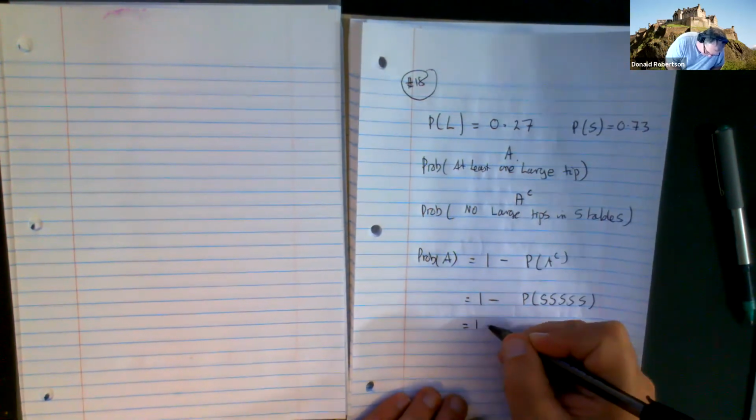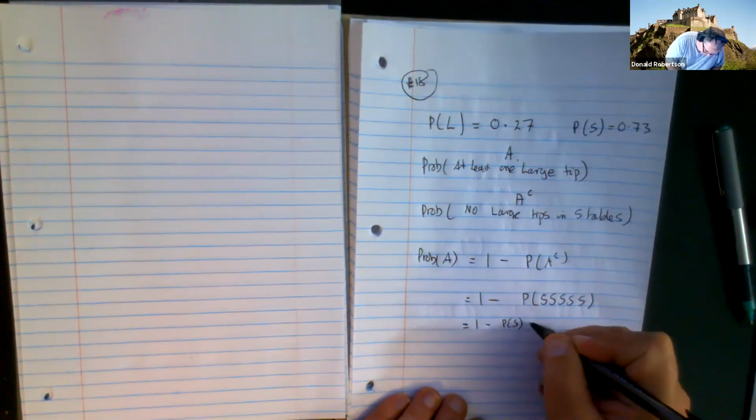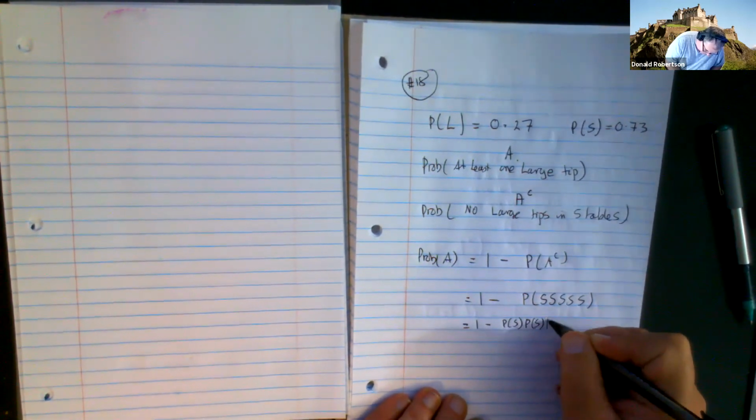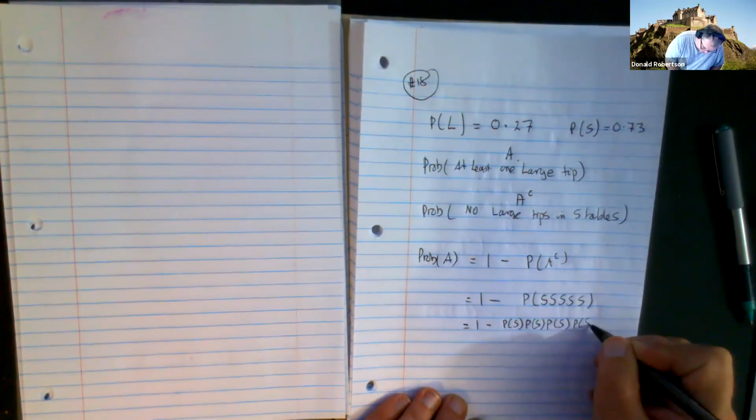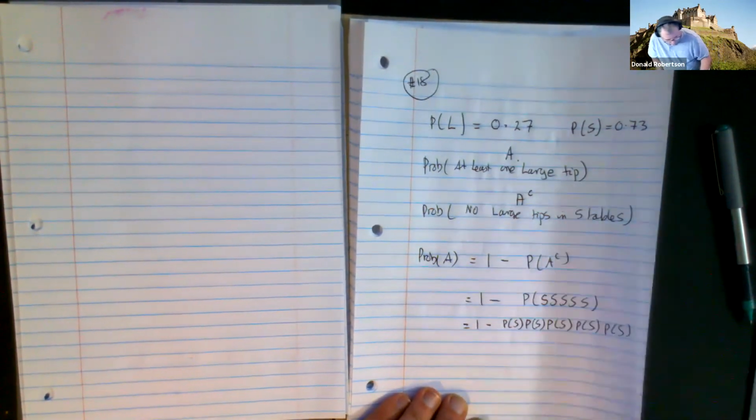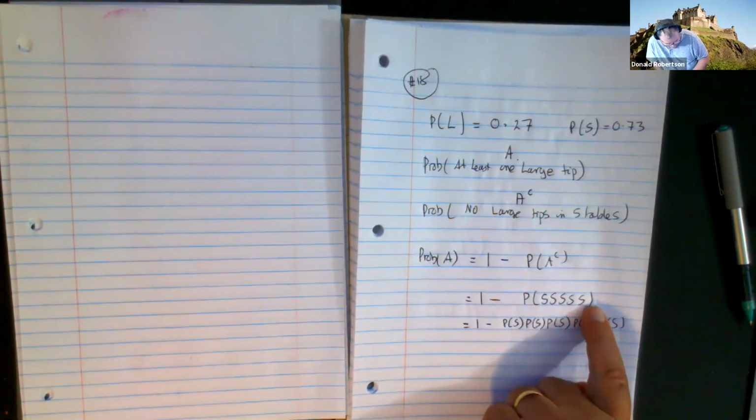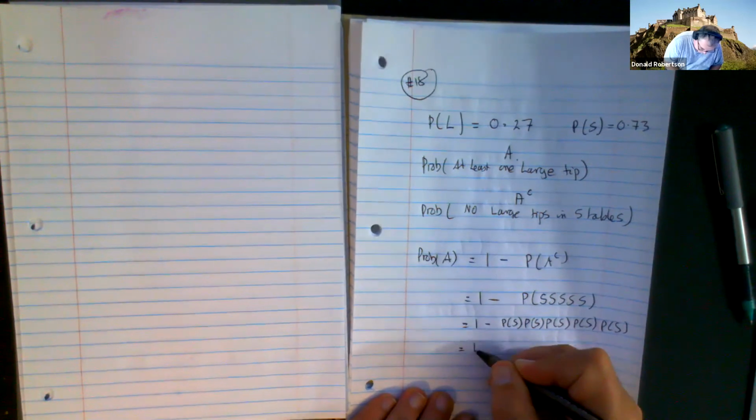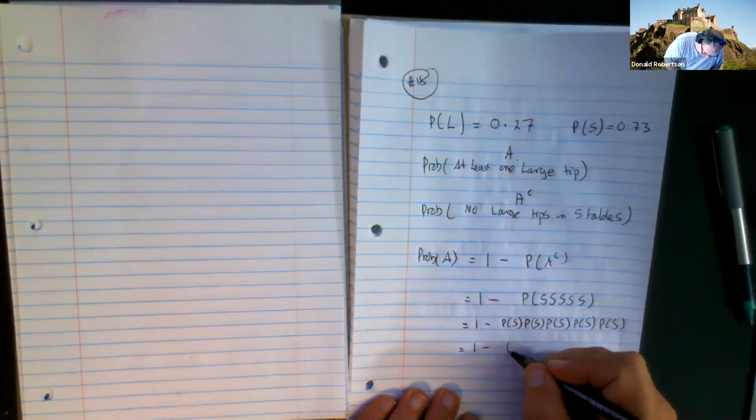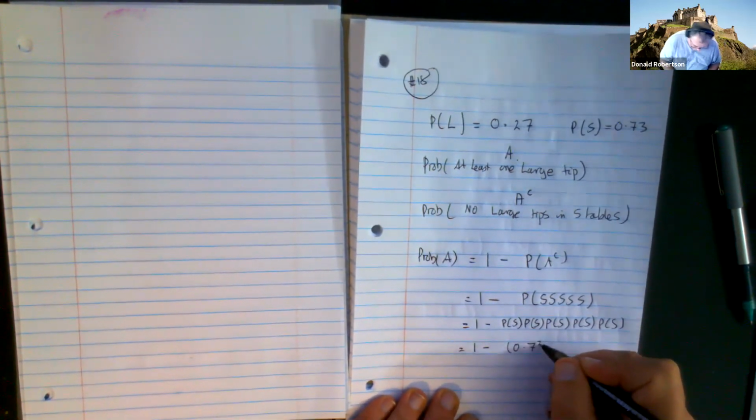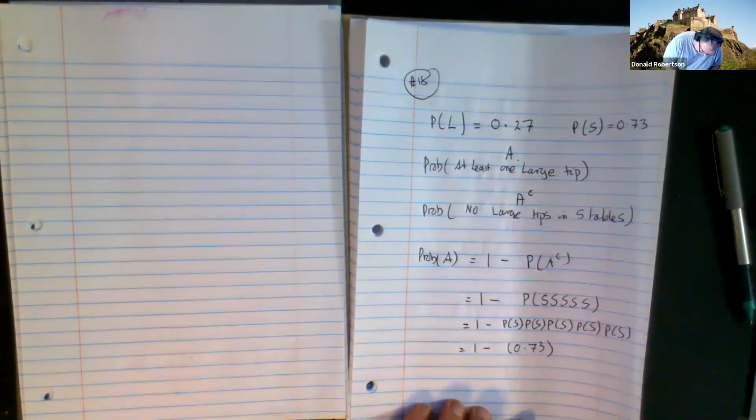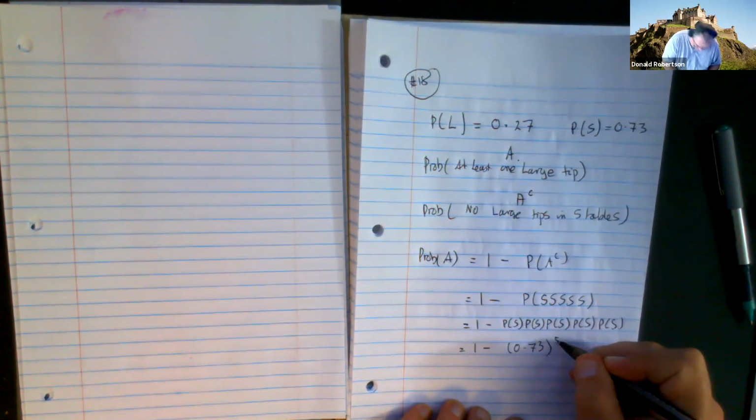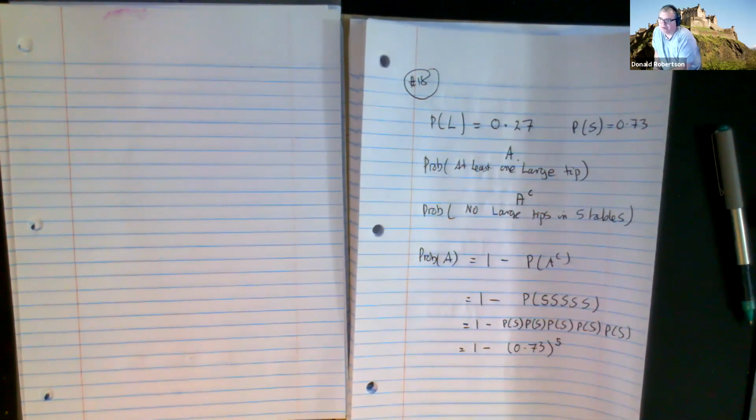And that's going to be the probability of S times S times S times S times S, a small tip each time. So 1 take away this, which is a single probability. I know it's an ugly one, but at least we can do it. A small tip is 0.73. Now in mathematics, if you multiply the same thing over and over again, as you are here, you can simplify it by writing that little 5 power. Have you seen that before? 0.73 to the power of 5.